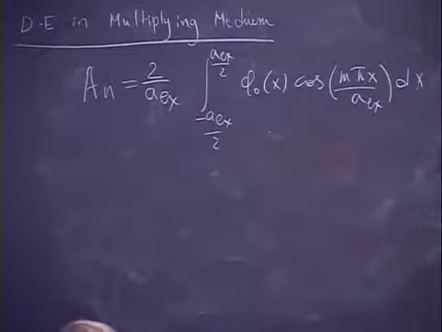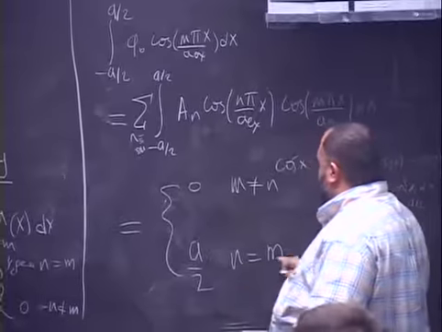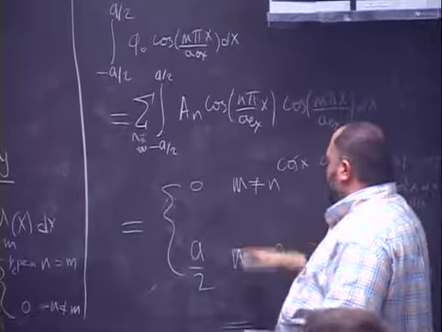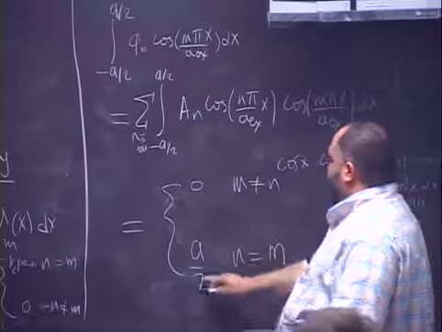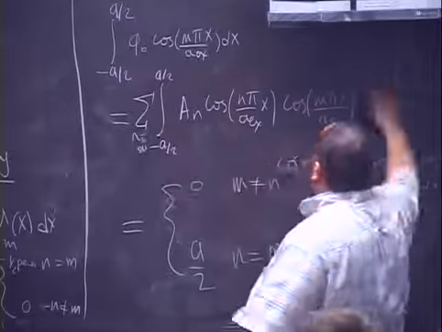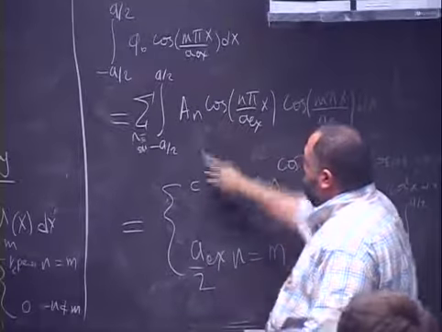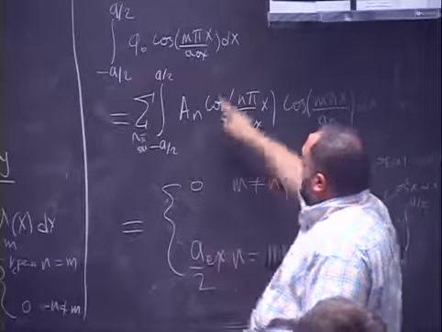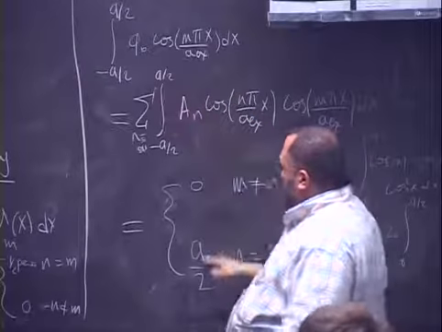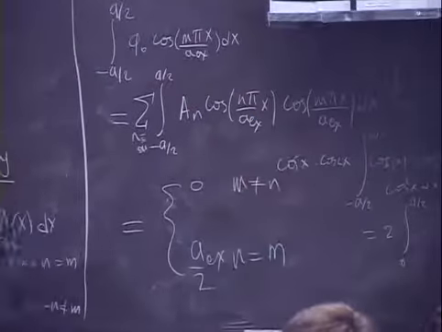So from here, if m is not equal to n, this will give you 0. If n is equal to m, it will give you a over 2. So this as a whole will give you a_n multiplied by a extrapolated over 2. So a_n will be this multiplied by 2 over a extrapolated. And this is what I wrote here.